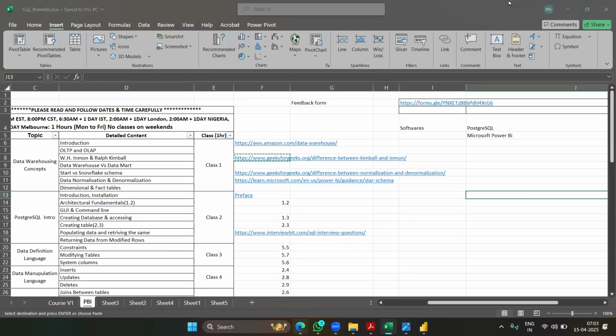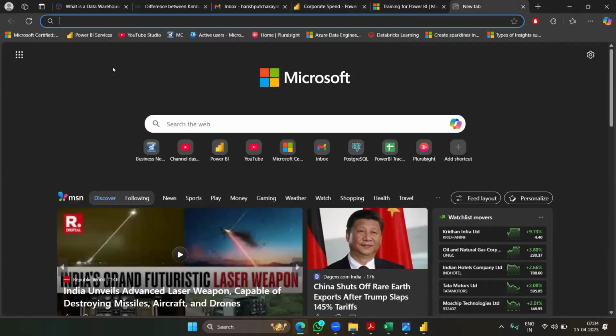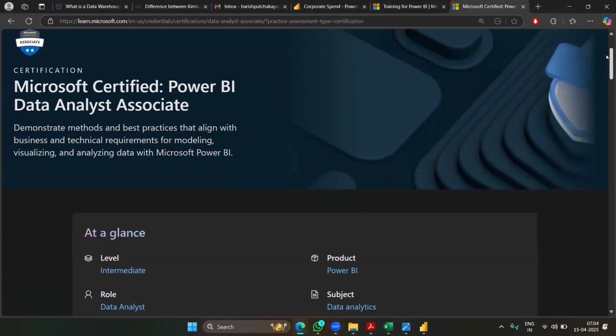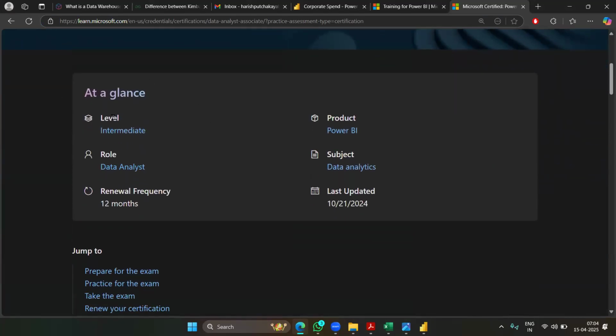And in parallel to the course, when we are going, we would be focusing on the certification. Okay, as I told you, we would be covering Microsoft Power BI Data Analyst Associate, right? And if you see, this is the intermediate level, and the role is data analytics, right? And we need to renew this certificate every 12 months, and it is free of cost for renewal. Okay, and they would be putting a test again to make sure, yes, we are good in the subject and we didn't miss anything, right?